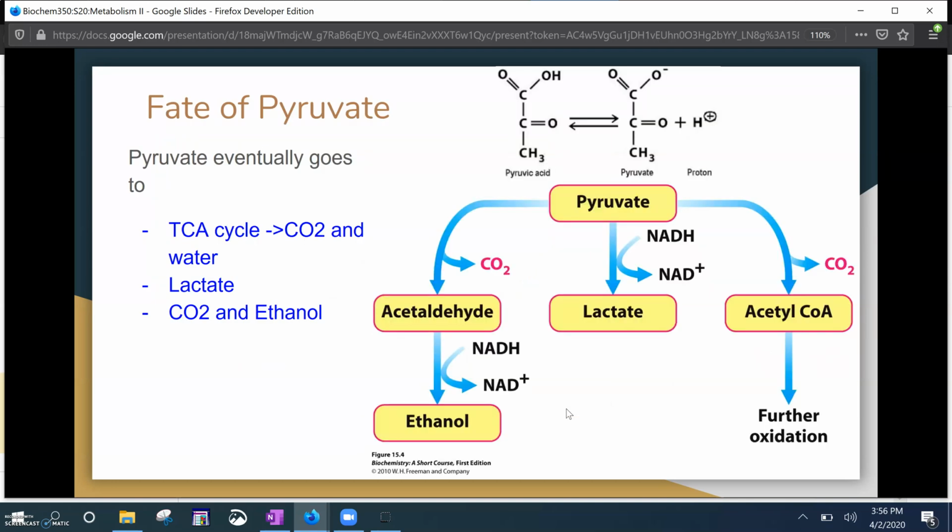So the one that is really going to give us the most energy is taking pyruvate, converting it to acetyl-CoA, and then taking it through the rest of the TCA cycle. And we're going to go into that in detail.